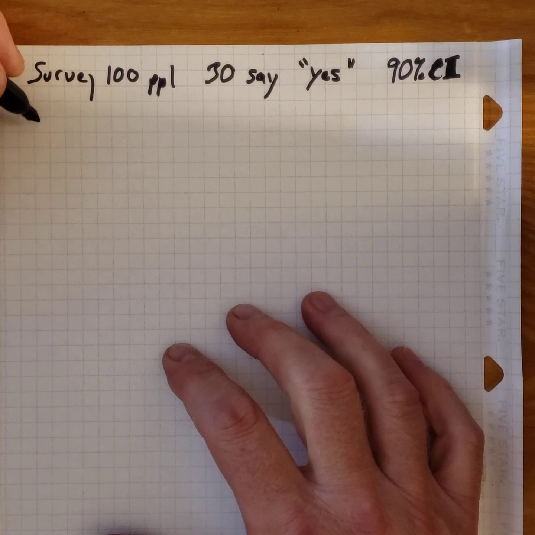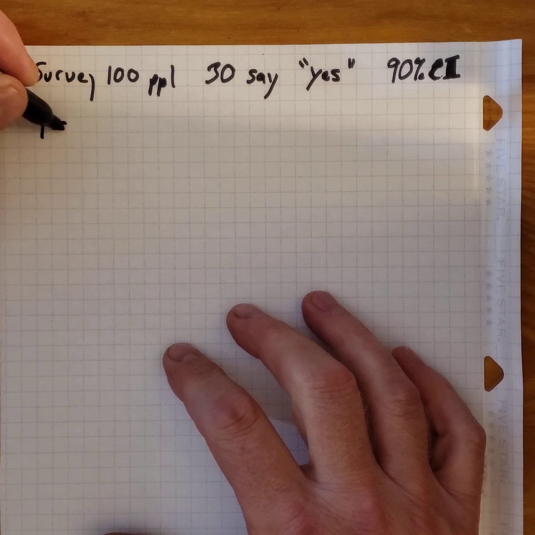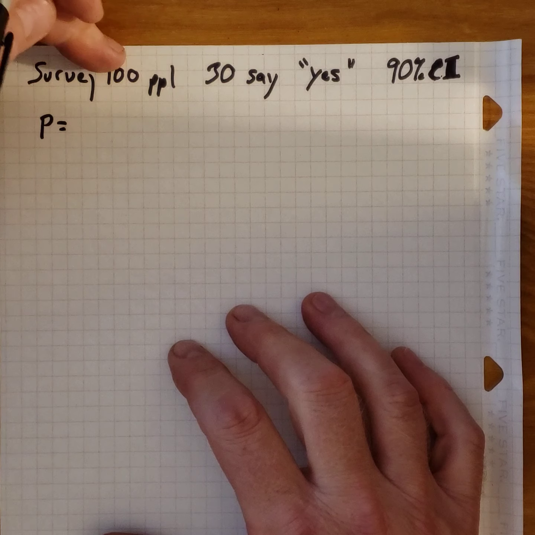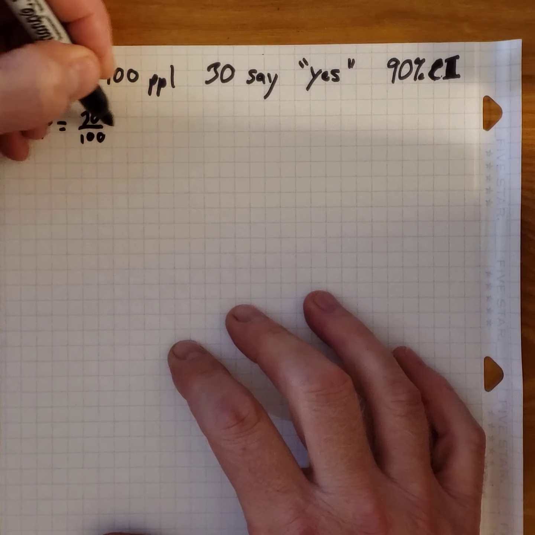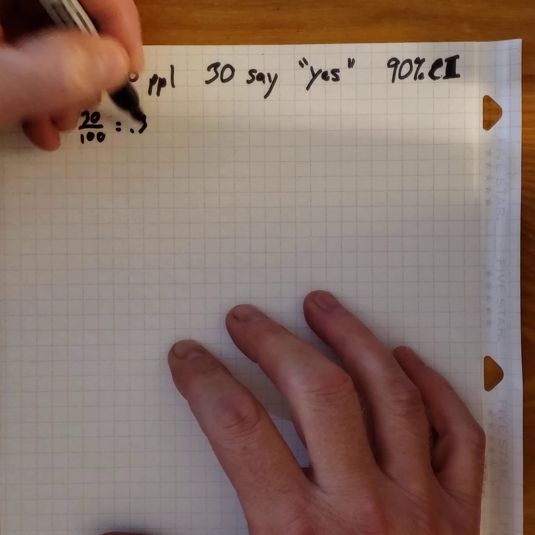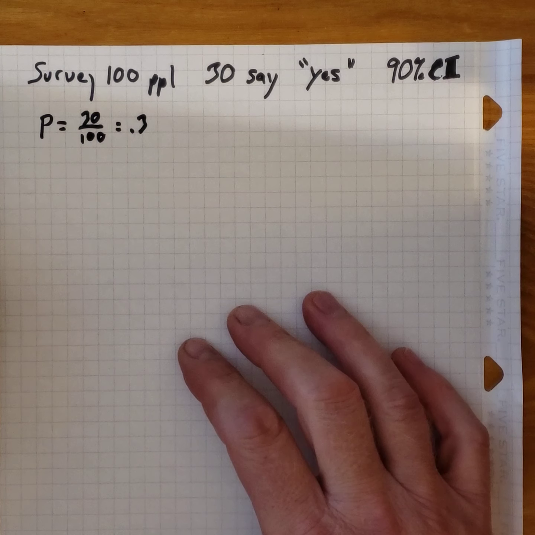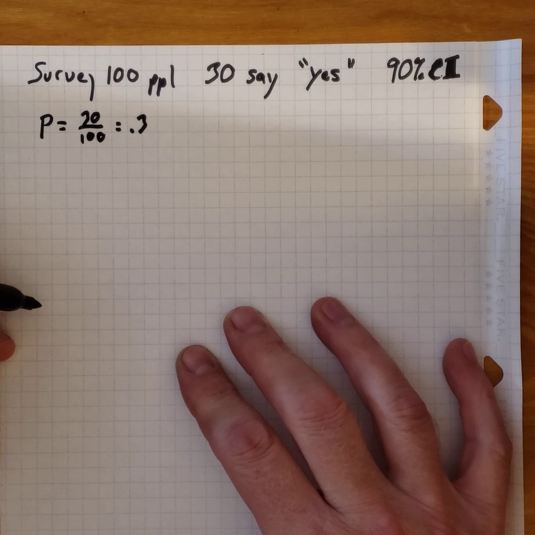Start by finding p. p is the proportion of the sample that said yes, and that's 30 out of 100. Don't need a calculator to do that. Sometimes you will, but not for something as easy as this. That's going to be 0.3.